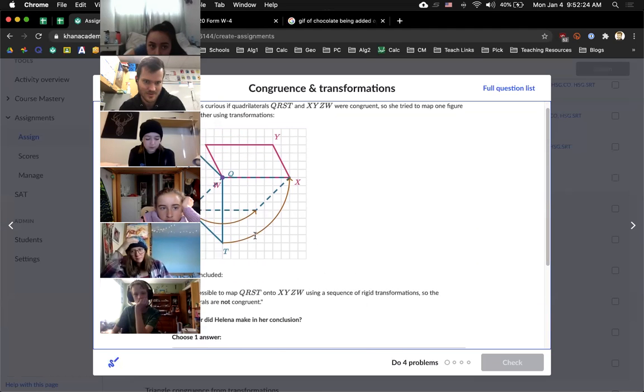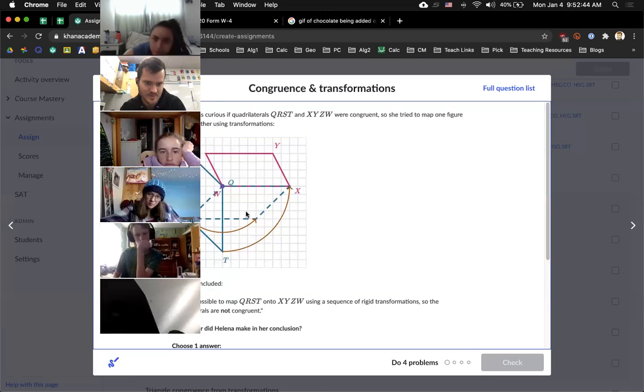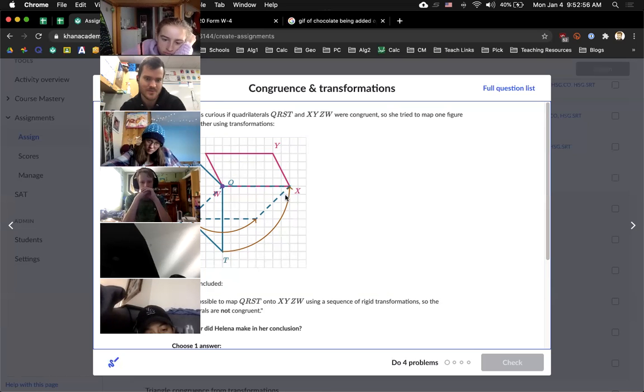Helena. She's saying that they're not congruent. What did she do? It doesn't tell you what she did. We just have to look at her picture. Looking at her picture, it looks like she took this QRST, this shape that's pointing up and down. It looks like she first rotated it and then she gave up. She rotated R to right there. She rotated T to right there. And she got this dash line. She's like, hey, that dash line doesn't match onto the solid line. And she gave up and said, they're not congruent because they don't match up.